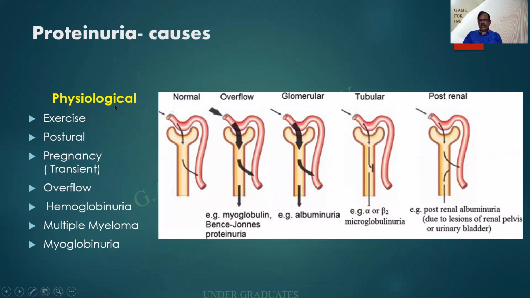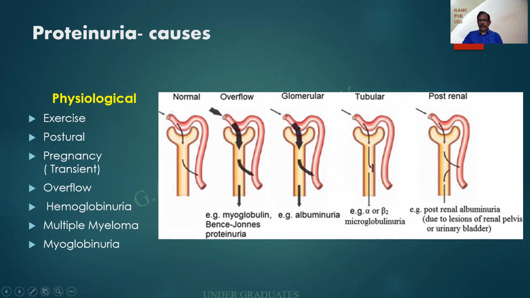Proteinuria, there are various causes for it. One can be physiological, which can be exercise, postural, pregnancy, overflow, hemoglobinuria, multiple myeloma, myoglobinuria, so on and so forth. Look at this one. Let us see what happens. Normally, you find that there is hardly any protein that is entering the tubules. Sometimes there can be an overflow from the glomerulus into the tubules. It is getting reabsorbed. It can be in a case of myoglobin. Sometimes Bence-Jones proteinuria can be found by this method.